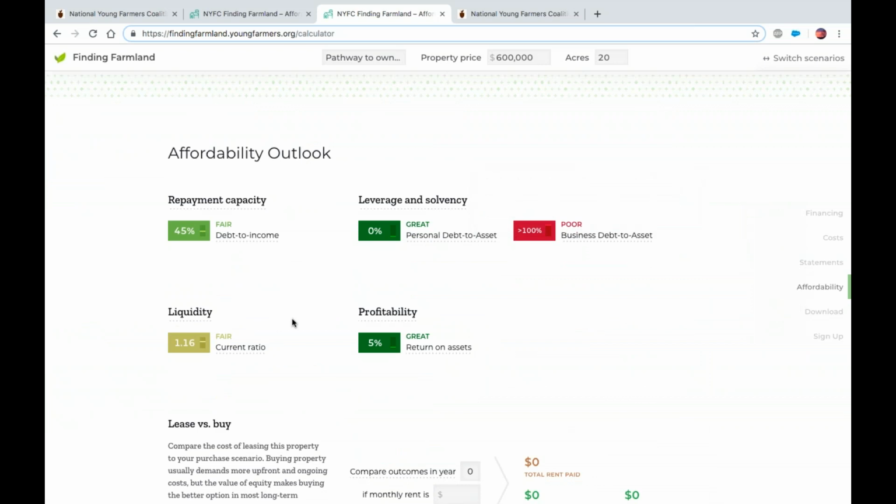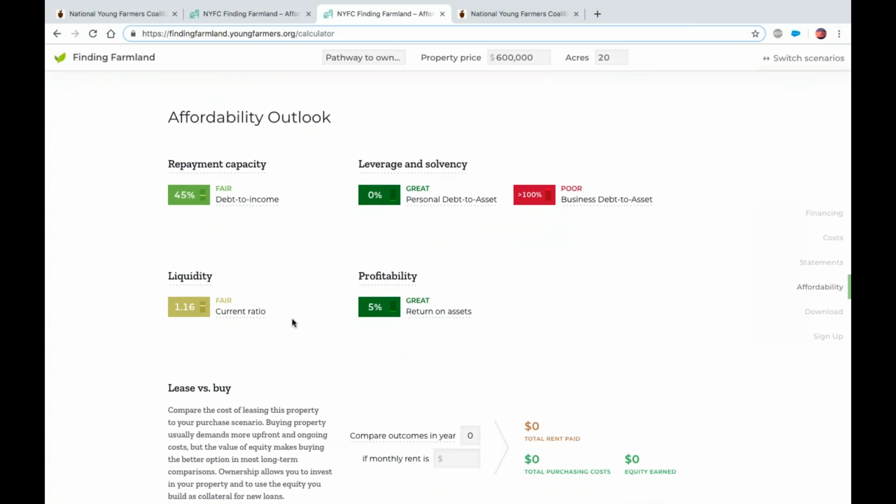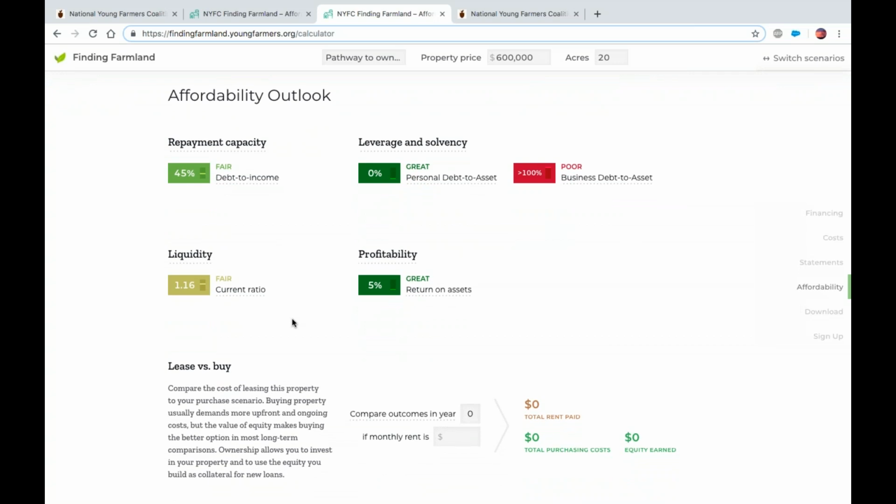And so the pathway to ownership just gives you the space and the ability to plan for your business to grow into the kind of scale that it would require to own a property like this and be able to cover those fixed costs of land ownership.